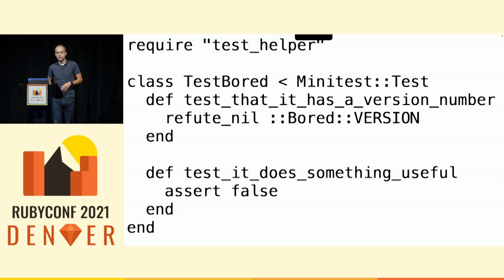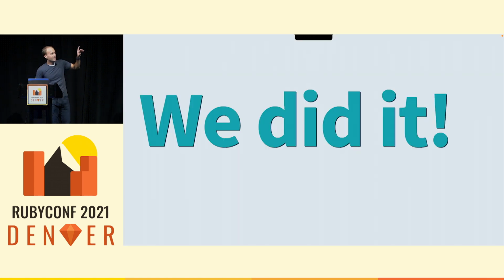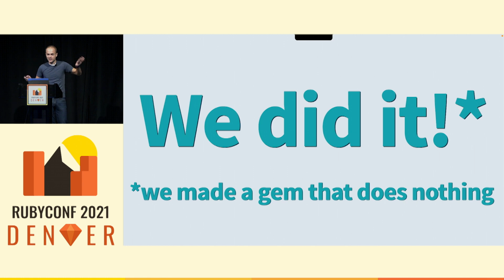We're going to pop into that file here, and you can see it's got this second test, it's just test to make sure that it's doing something. We'll just throw that away, because I just want to get to a passing build as fast as possible. Great, so now we're passing. A great way to make your build pass is to delete the tests. So we did it. We made a gem that does nothing.